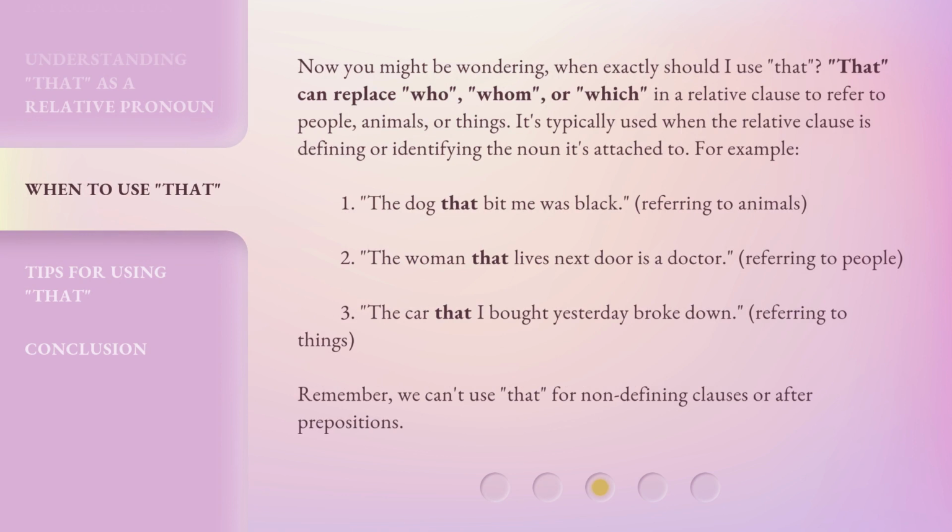Now you might be wondering, when exactly should I use that? That can replace who, whom, or which in a relative clause to refer to people, animals, or things. It's typically used when the relative clause is defining or identifying the noun it's attached to. For example, 1. The dog that bit me was black, referring to animals. 2. The woman that lives next door is a doctor, referring to people. 3. The car that I bought yesterday broke down, referring to things. Remember, we can't use that for non-defining clauses or after prepositions.